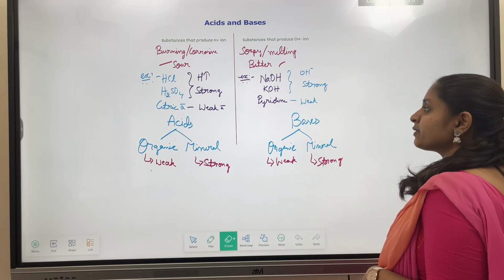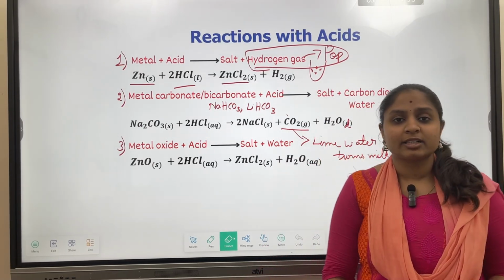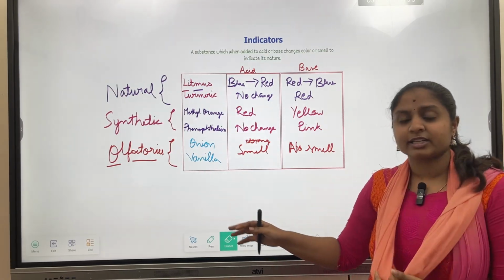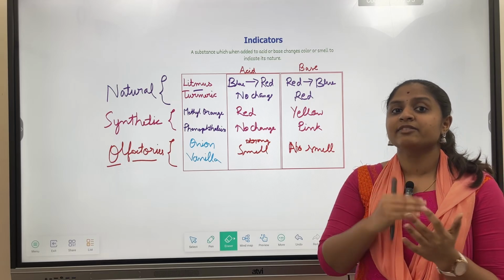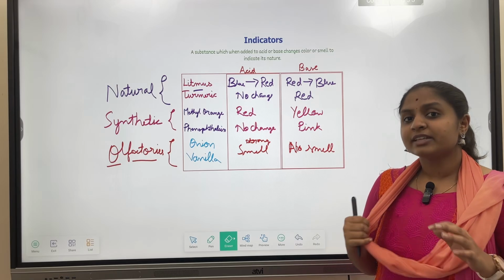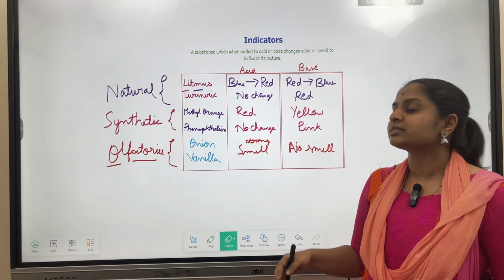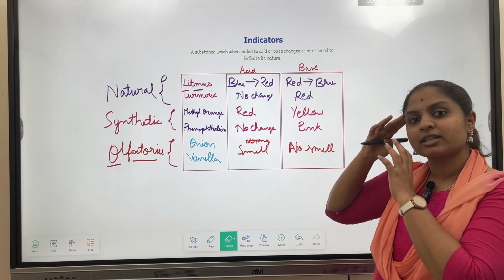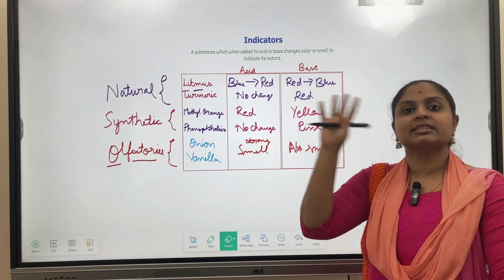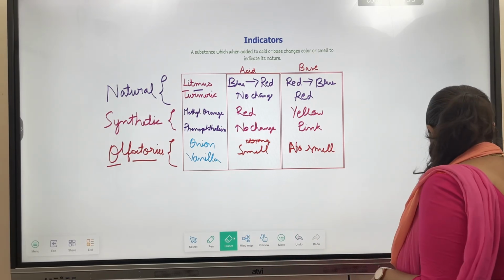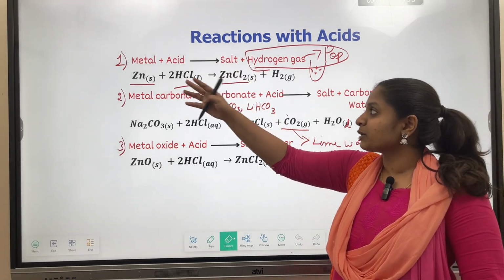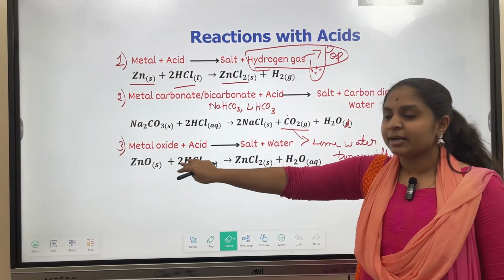After we differentiated between acids and bases, we came to indicators. In indicators, we saw different types of indicators. Remember the color change, it is very, very important, how the color change happens in each case. They will ask these kinds of things in your 1 markers. And if you learn this table by heart, the acid, bases and indicator topic is completely done for you. Next, we studied important reactions of acids with metal carbonates, bicarbonates and metal oxides.